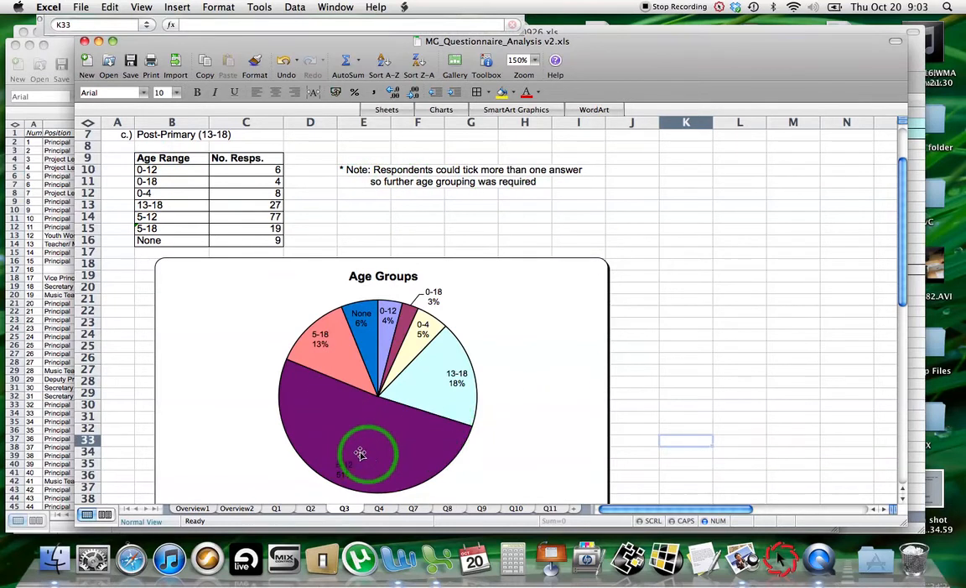Again, we can see the majority of the people we're looking at here are in the 5 to 12 bracket. We've also got 5 to 18 there as well, which is people who have primary and secondary schools in their centre. So that's the majority of the people. We've got a chunk there, 13 to 18 are secondary schools, and our preschools there.